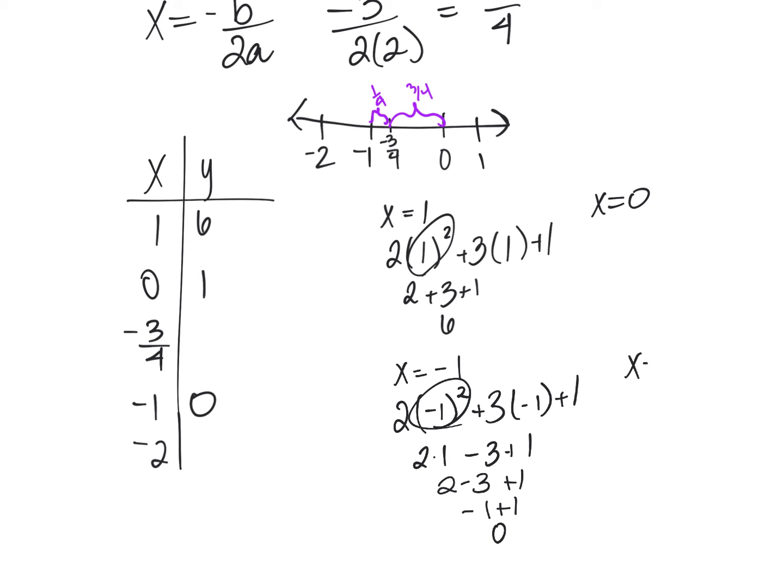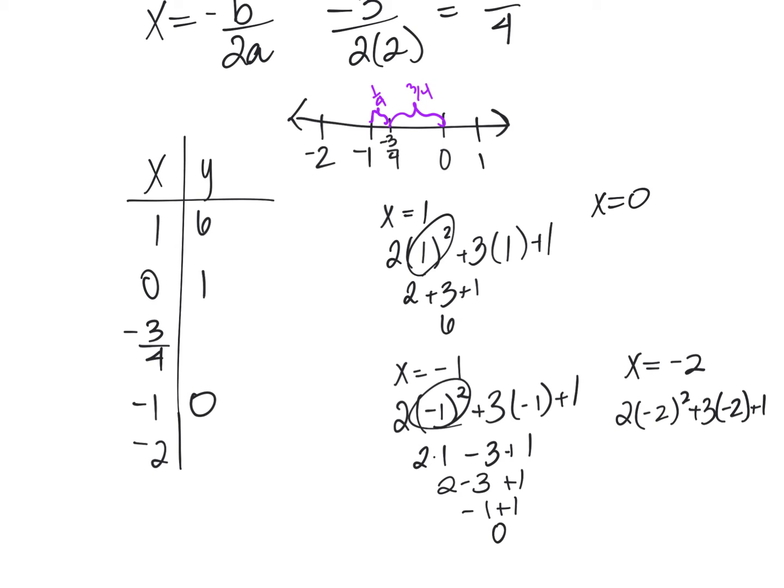And plug in -2. 2 times -2 squared plus 3 times -2 plus 1. See, this is what I was talking about. You're not going to get 1 here, right? If you were to complete the other tables and actually plug in the other numbers, you would get that symmetrical, that same number. You're not getting that because we are a different distance from the vertex.